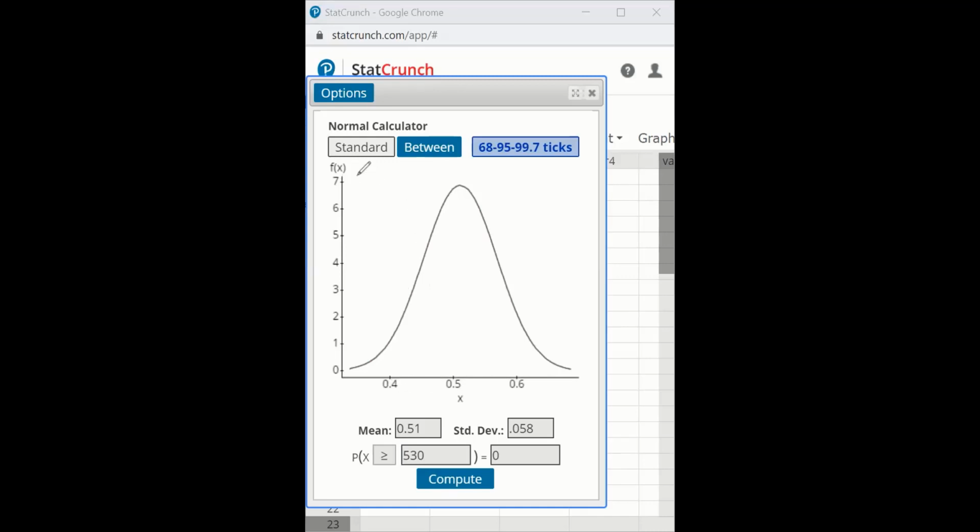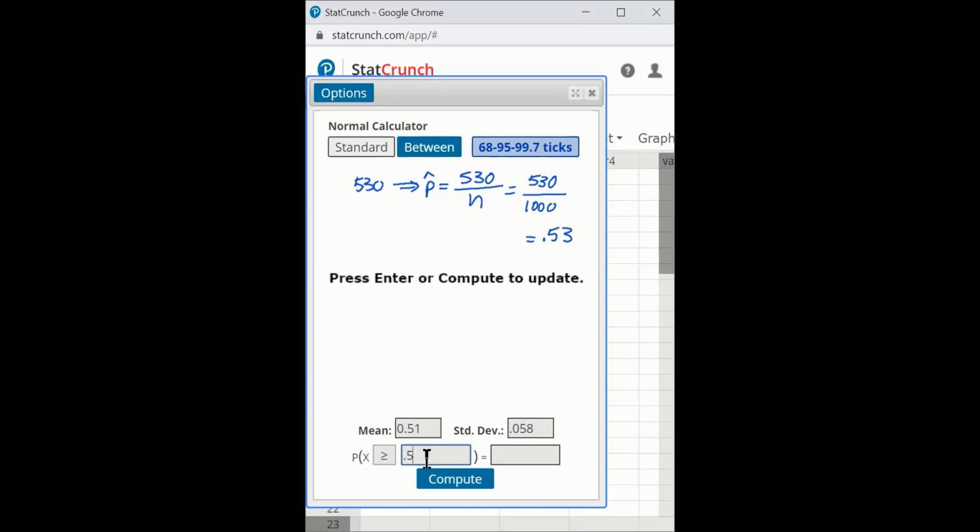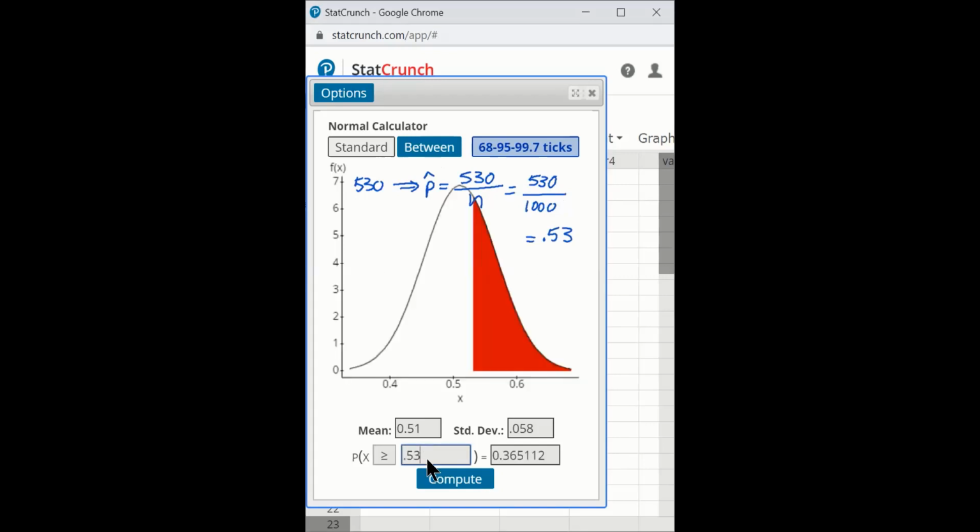So we need to take 530 and translate that into a p hat by doing 530 divided by the sample size. So 530 divided by, in this case, a sample of size 1,000. So that's going to change it to 0.53. So I'm going to change this to 0.53. And then that's a much more reasonable answer.